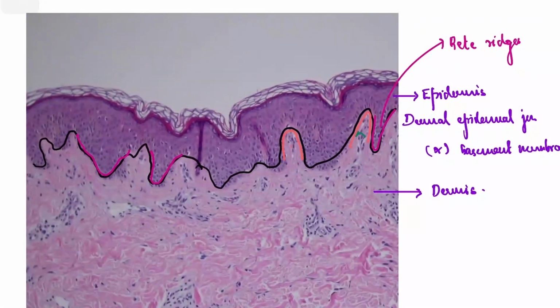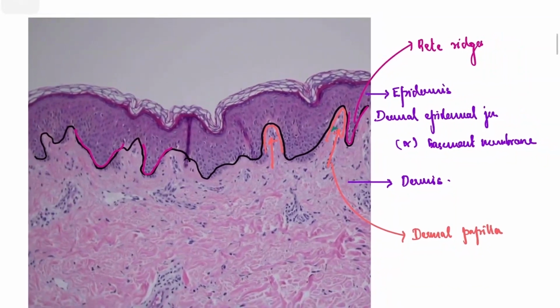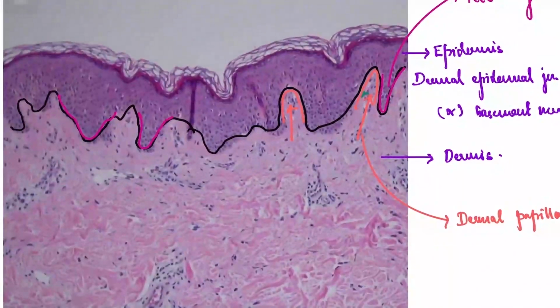This area is called the dermal papilla, or the papillary part of the dermis. So this layer is the epidermis, and this is the dermis. The upper projections of the dermis are the dermal papilla, the papillary dermis, and the downward projections of the epidermis are called rete ridges.